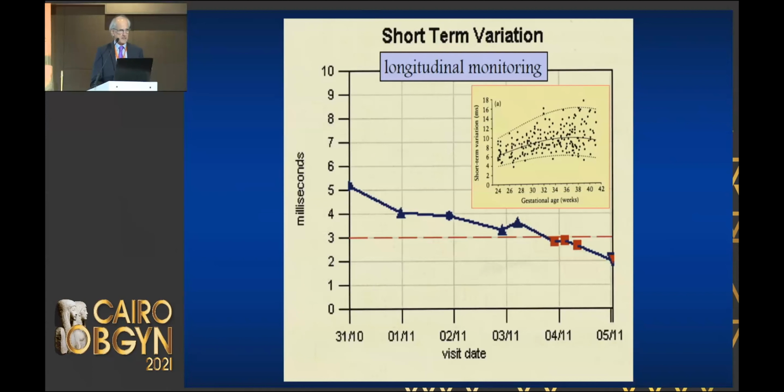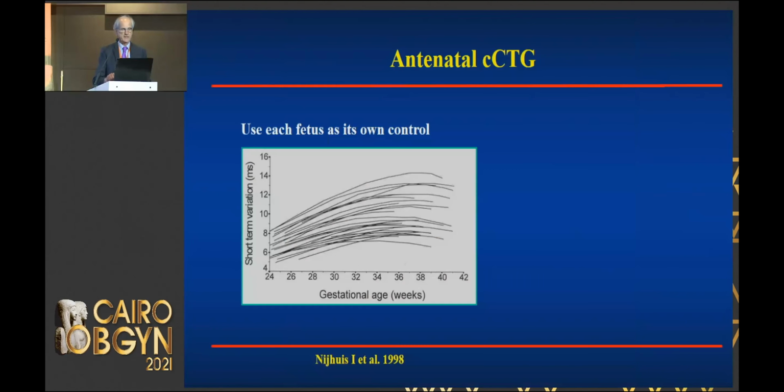And the animal studies in sheep, and then later in human fetuses as well, from Professor Dawes, who was a physiologist in Oxford, and Redman, showed that if short-term variation falls below 3 milliseconds, there's an increased risk for fetal hypoxemia and intrauterine fetal death.